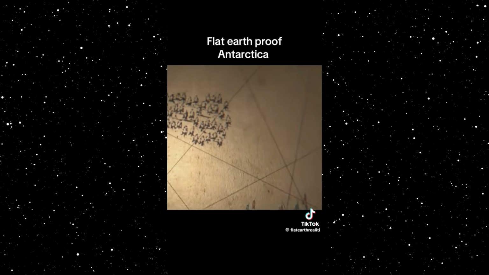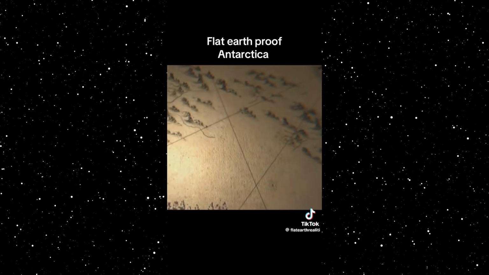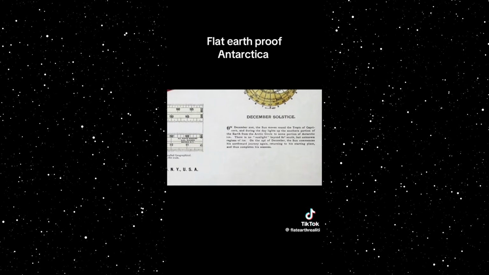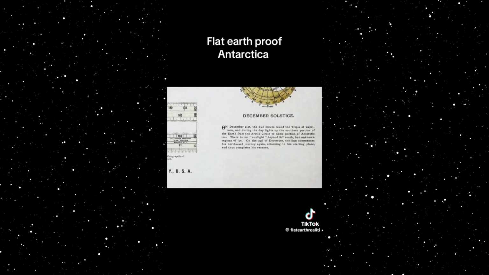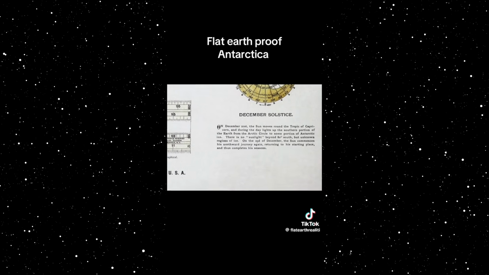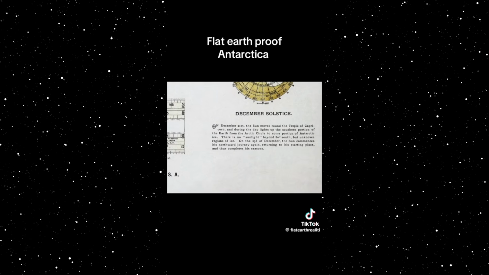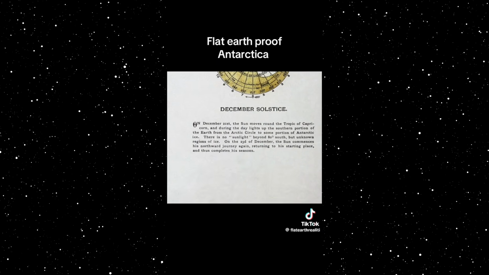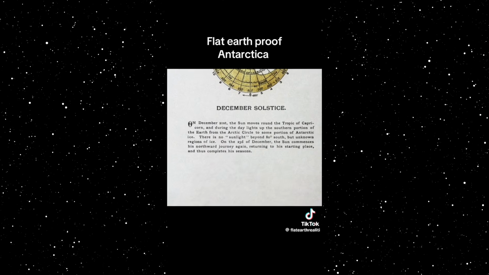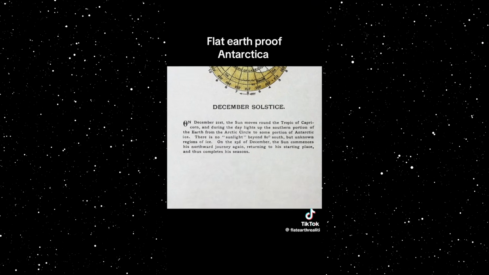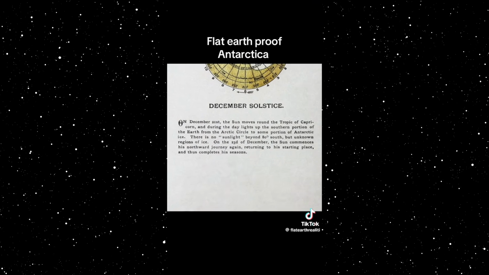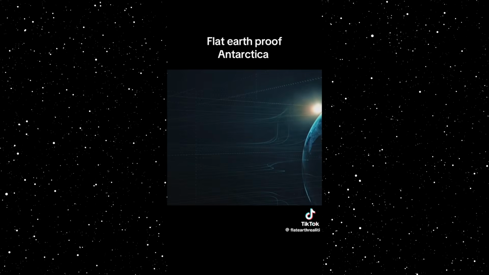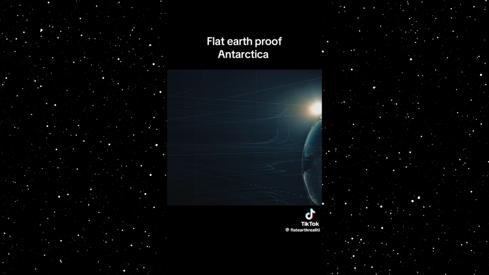On the other side, to the right, it mentions the December solstice. On December 21, the sun moves around the Tropic of Capricorn, and during the day, it lights up the southern part of the Earth, from the Arctic Circle to part of the Antarctic ice. There is no sunlight beyond 80 degrees south, only unknown ice regions. On December 23, the sun begins its journey north again, returning to its starting point, completing the seasons. This is the cosmology of the flat, not spherical world.